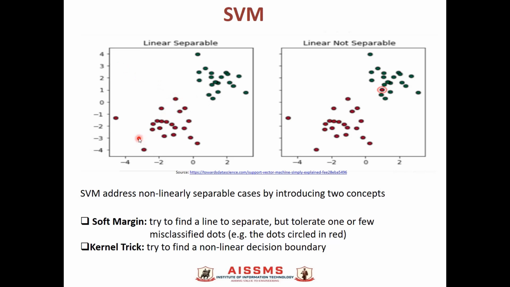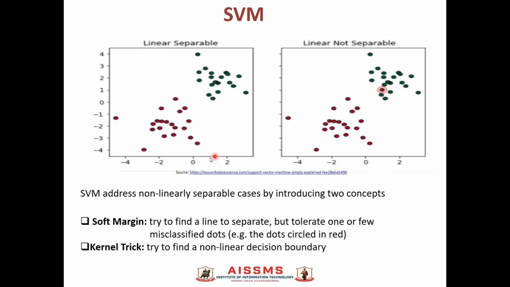So in such a case we have to use some tricks. There are two methods for the separation of linearly non-separable data points. One trick is the soft margin and the second is the kernel trick.